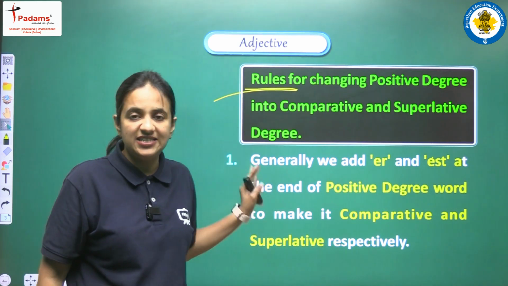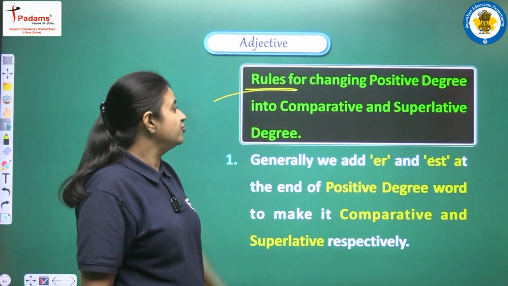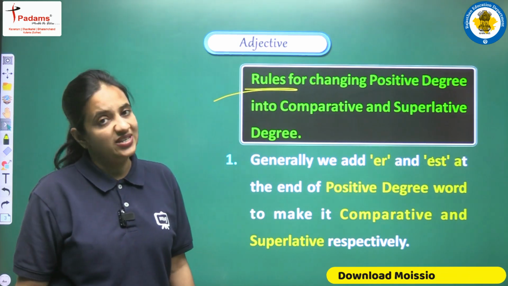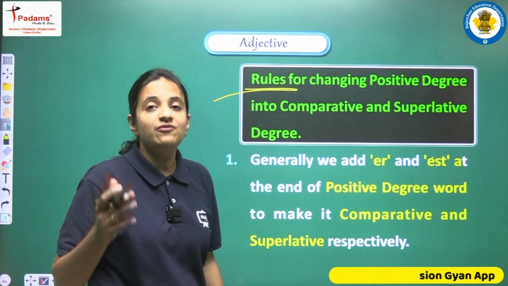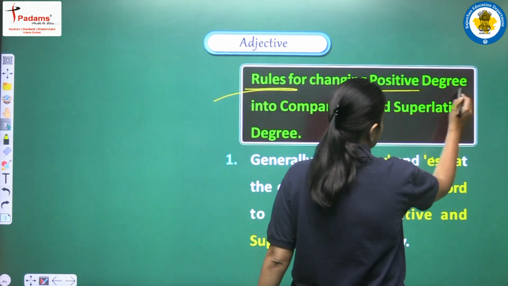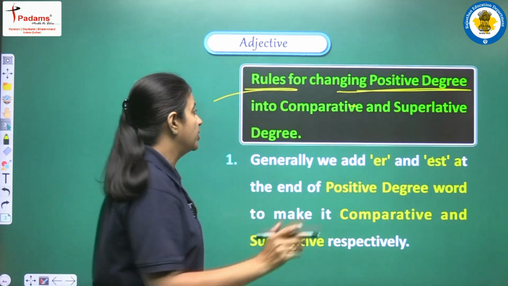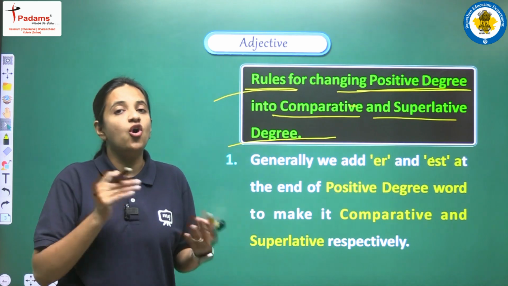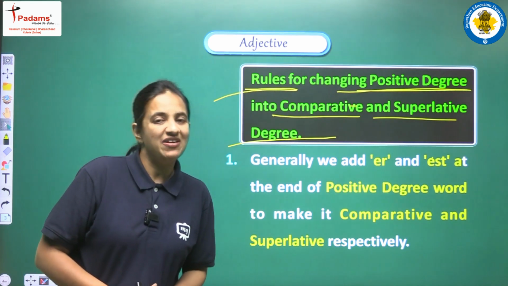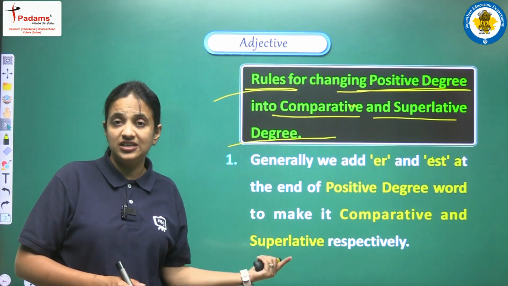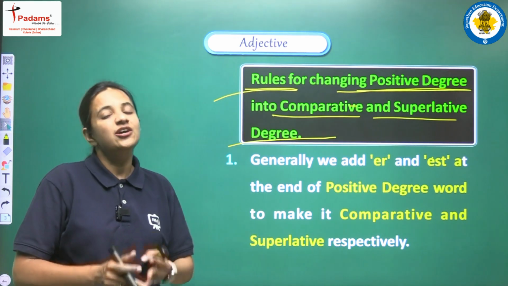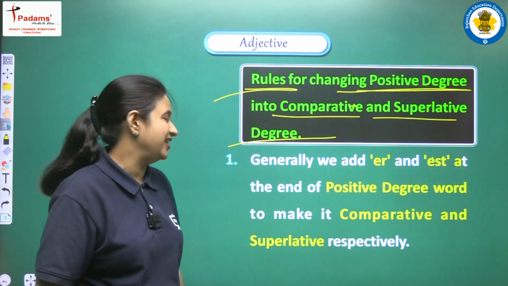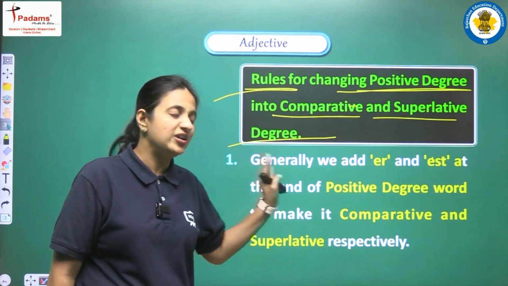So now first of all let's read what we have here. Rules for changing positive degree into comparative and superlative degree. Students, we have certain rules, and with the help of those rules we can change any positive degree word into comparative and superlative degree. We will discuss all those rules, and they are very helpful. You have to learn all these rules, because according to these rules only we will be able to convert a positive degree word into comparative and superlative degree. So first of all we have our first rule, so let's read.